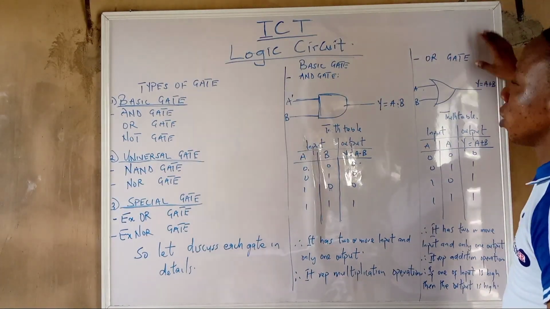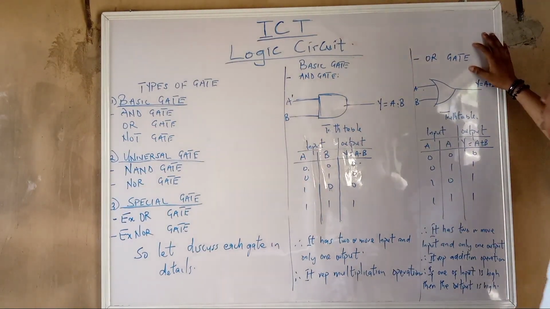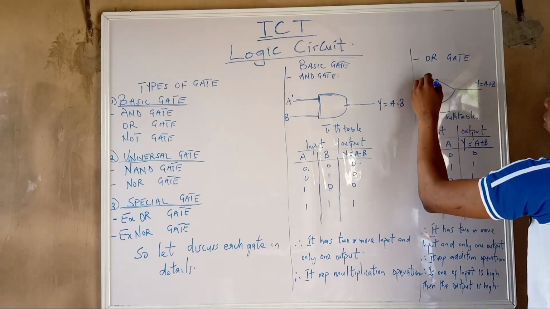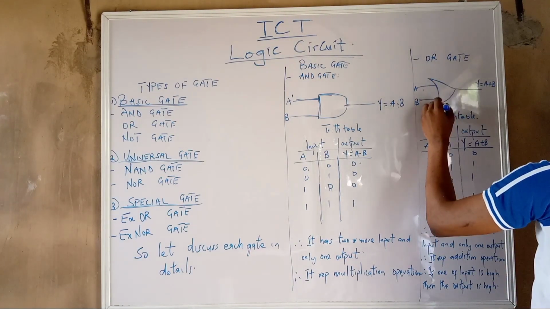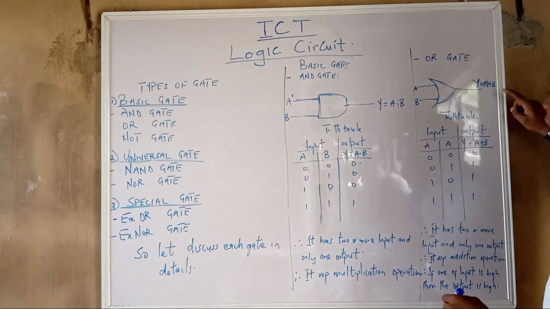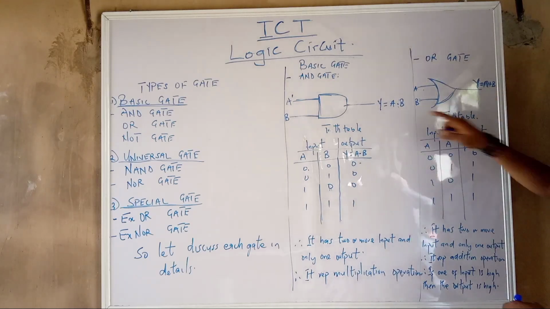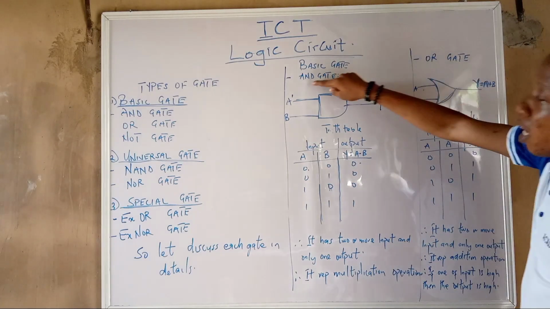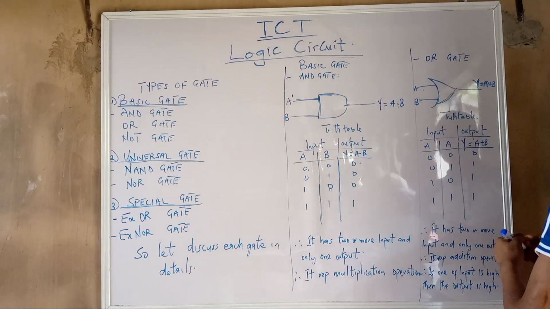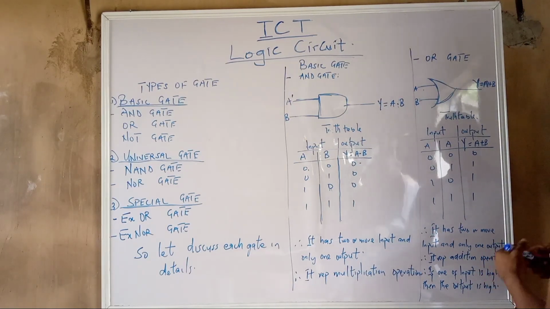So the second one under the basic gate is the OR gate. The OR gate symbol is drawn like this. It represents what? Addition operation in OR, while in AND, it represents multiplication. So this is a truth table for your OR gate.